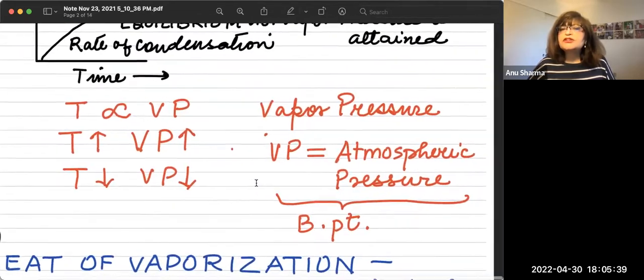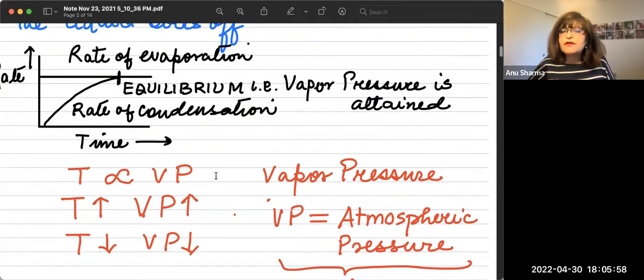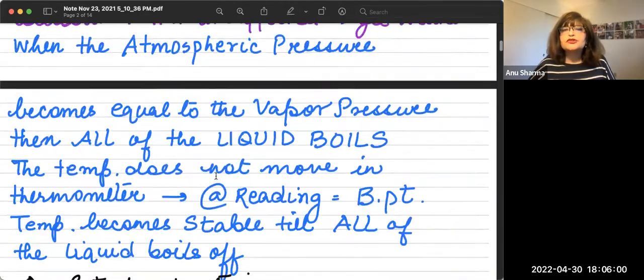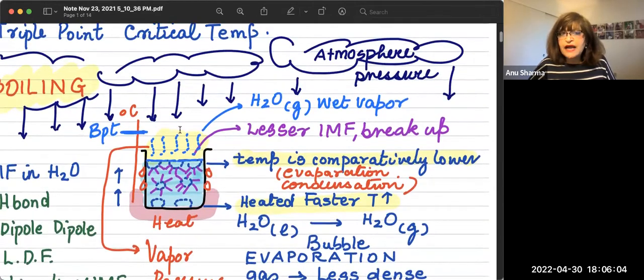When the vapor pressure and the atmospheric pressure become equal, that's when the whole of the liquid begins to boil. As the temperature increases, the vapor pressure also increases. If you bring the temperature down, the vapor pressure is also going to go down. So temperature and vapor pressure are directly proportional to each other. Now a time comes when the atmospheric pressure and the vapor pressure become equal. That's when all of the liquid begins to boil.